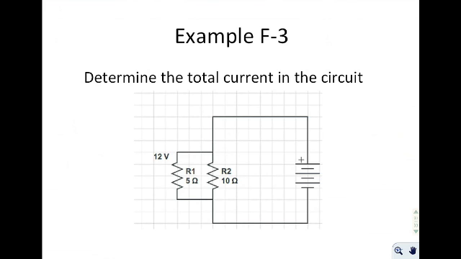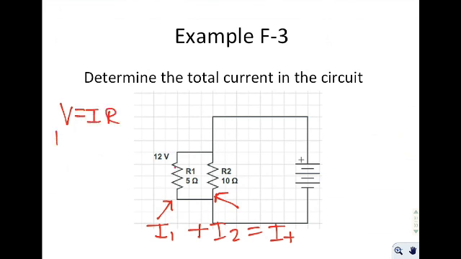The next one asks us to find the total current throughout the circuit. Okay, in order to find the total current, I need to know what the current is in this branch, and I need to know what the current is in this branch, so that I can add those two currents together, and I can get the total current. Okay, so I can use Ohm's law. I can say V equals IR, and I can say I've got 12 volts equals I times 5. Take both sides divided by 5, and when you divide both sides by 5, you get a current in this particular branch of 2.4 amps.